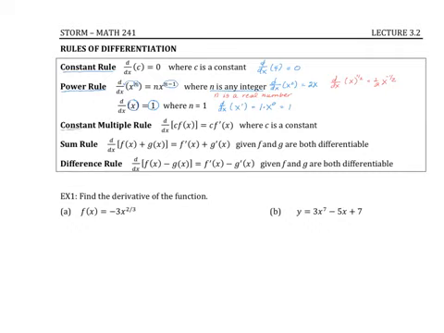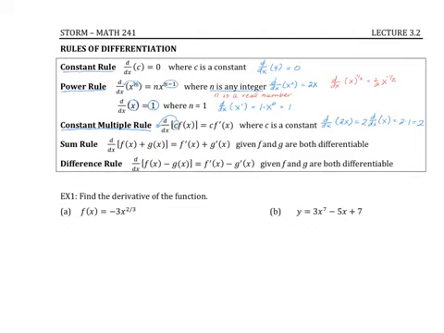The constant multiple rule just says if you have a constant number, you can pull it out into the front of the derivative. So if I was going to take the derivative with respect to x of 2x, that's equal to 2, because I can just pull that constant out in front, times the derivative of x, which is just 1. So this becomes 2 times 1, which is just 2.